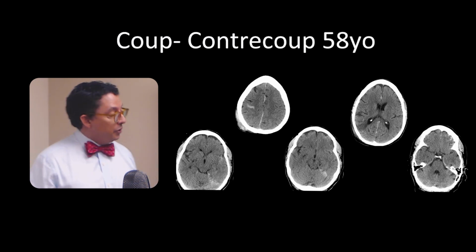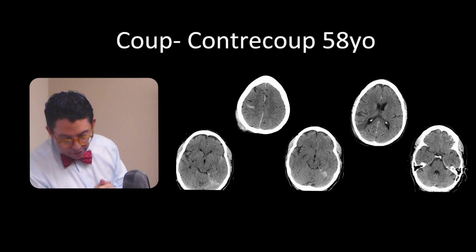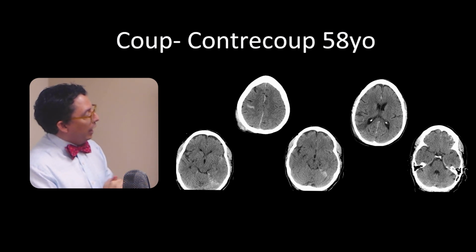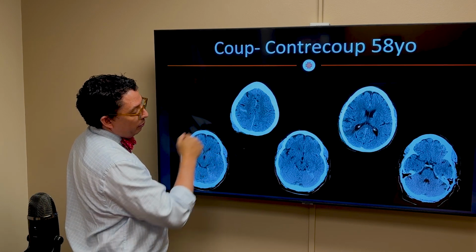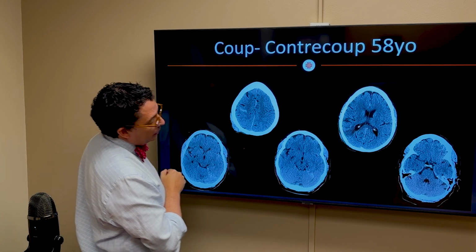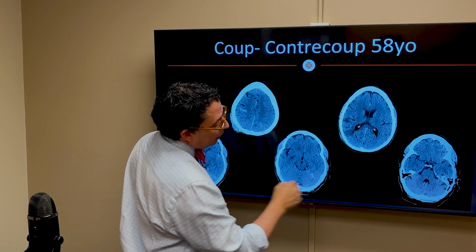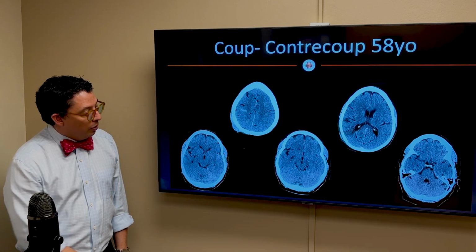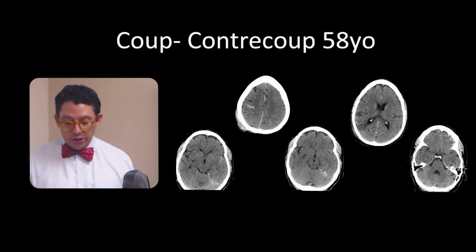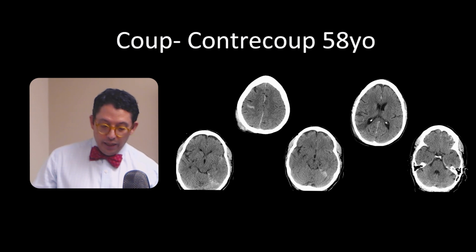Right? This is a 58-year-old female patient that came, and she had a coup injury here. You see the subarachnoid hemorrhage right there, right? And you go to the other side, and you see the parenchymal hematoma of the contrecoup lesion. So this is just to tell you, every time I see an injury, I go to the other side to make sure that I'm not missing a contrecoup lesion.